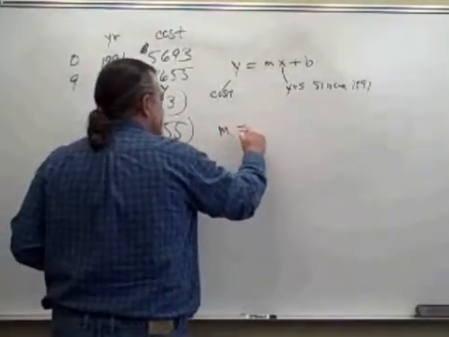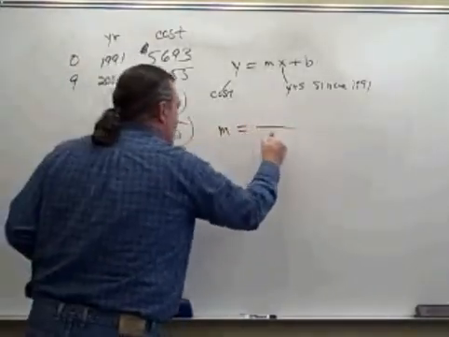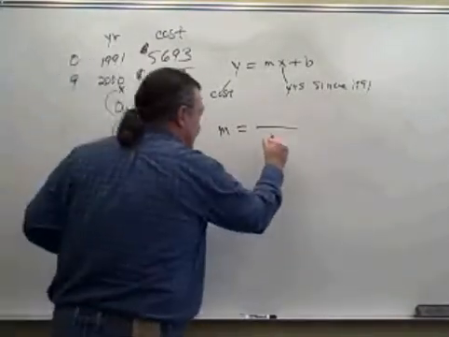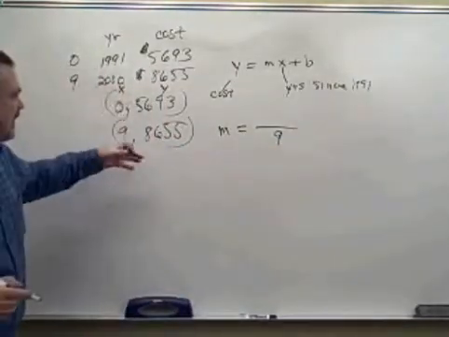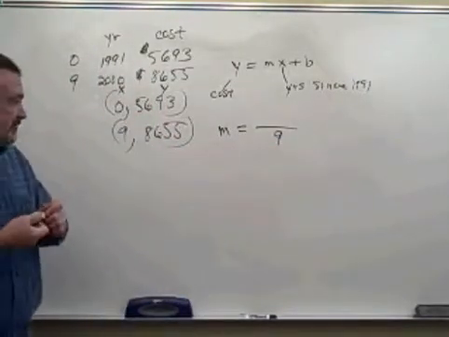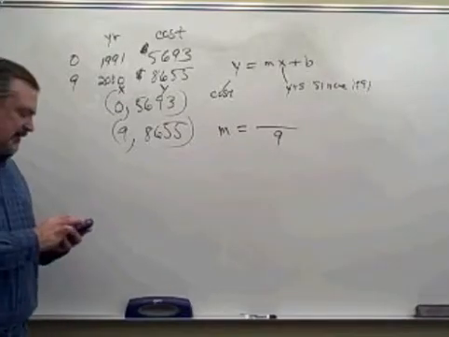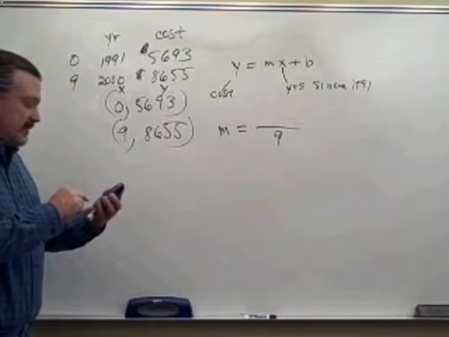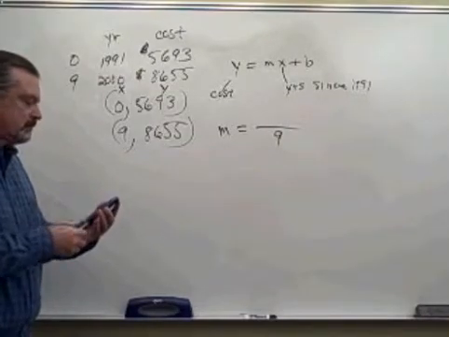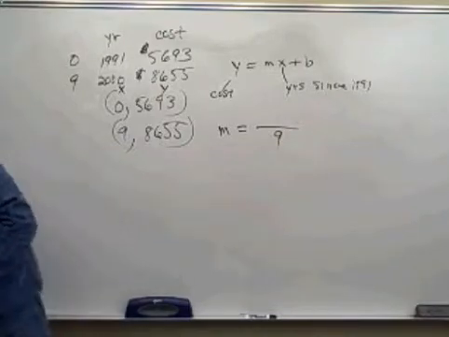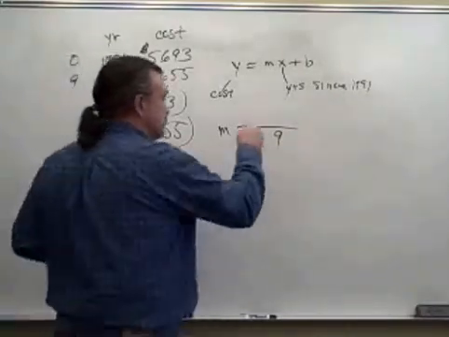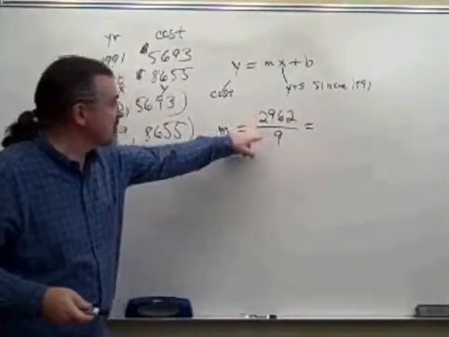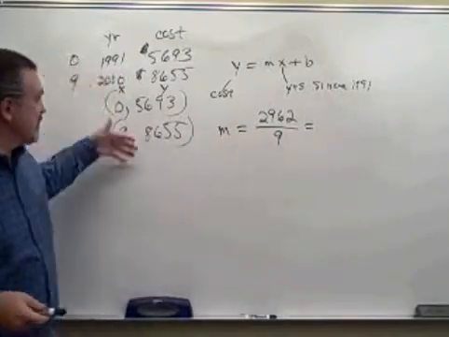Slope is change of y over change of x. Well, change of x here is pretty easy. 0 to 9 is 9. Change of y, going from 5693 to 8655, if I take my handy-dandy calculator again, 8655 minus 5693 gives us 2962. That's the change of the cost. 9 was the change of years.